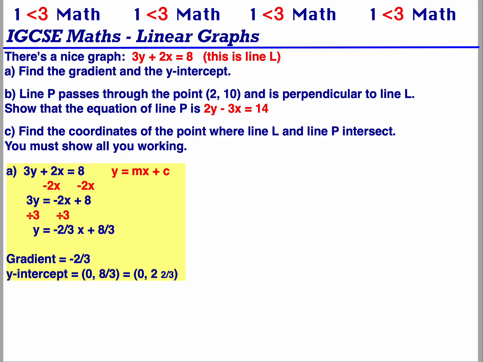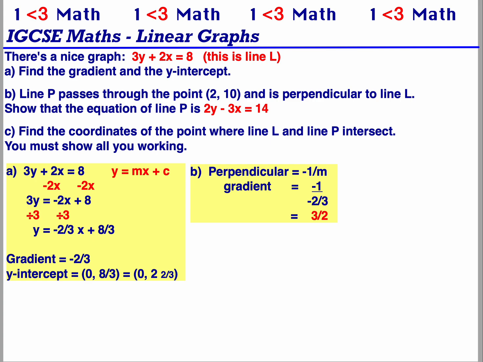So, we can move on to part B now. Line P passes through the point 2 and 10, and it's perpendicular to line L. Show that the equation of line P is 2y minus 3x equals 14. Now, what we're going to have to do is look at a perpendicular gradient. Now, a perpendicular gradient is minus 1 over m, and it's using the m of the other line.